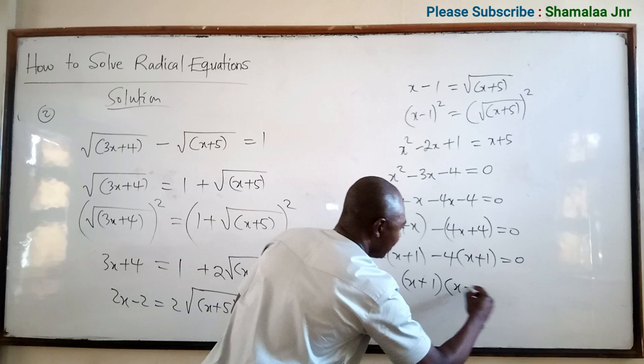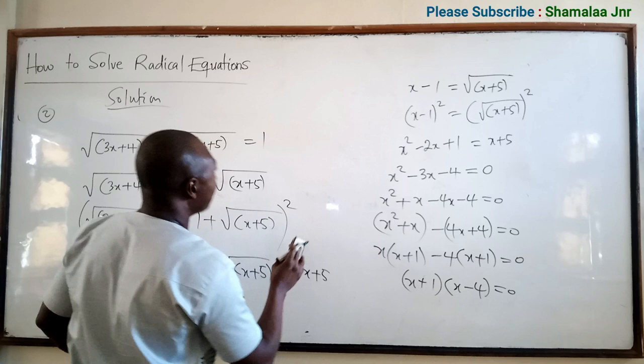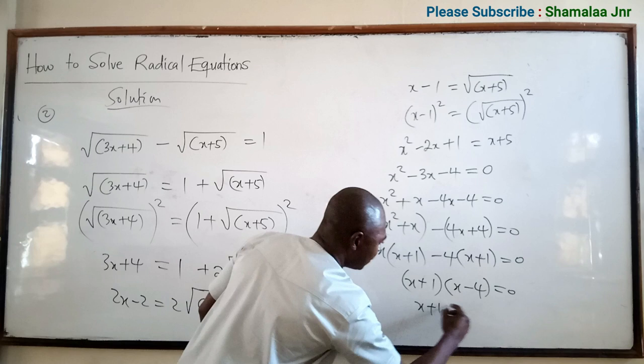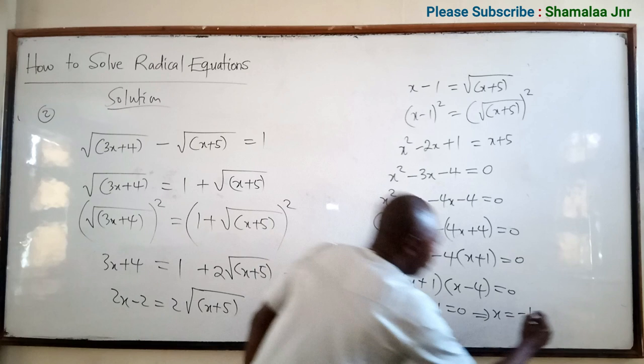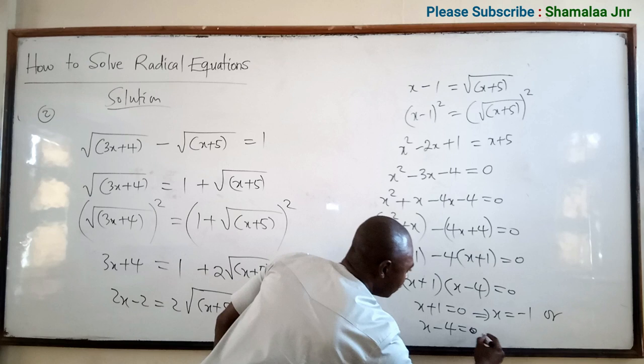So this means that x plus 1 is equal to 0. This implies x is equal to negative 1, or x minus 4 is equal to 0. This implies that x is equal to 4. So viewers, you have two values for x.